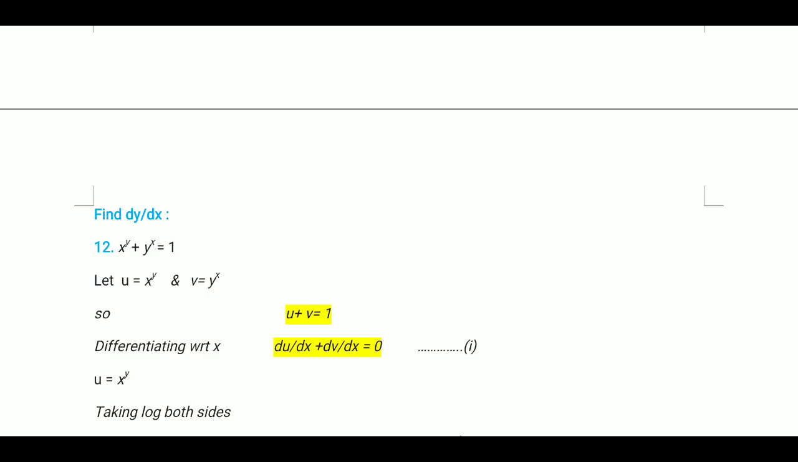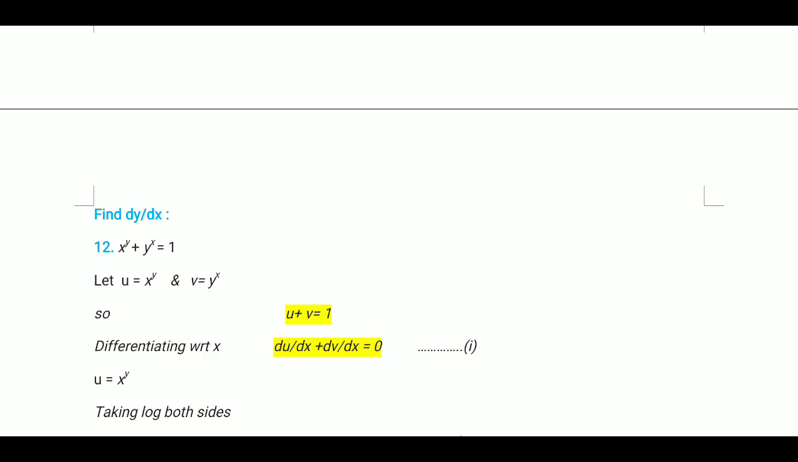We consider one part of the given expression as u and another part as v. So u is equal to x power y and v is equal to y power x. So we get u plus v is equal to 1. And if we differentiate it with respect to x, it means du upon dx plus dv upon dx is equal to d upon dx of 1. And 1 is the constant, so d upon dx of 1 is 0. So we get du upon dx plus dv upon dx is equal to 0.